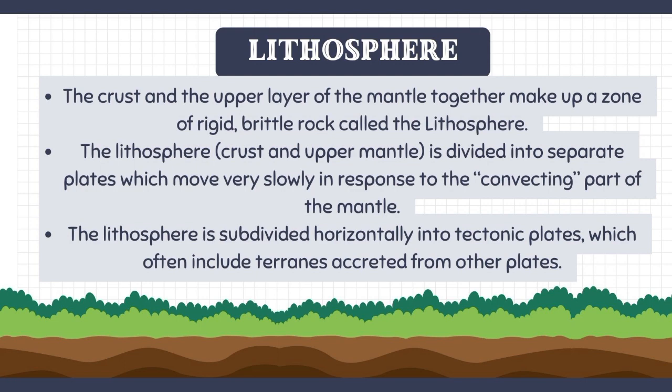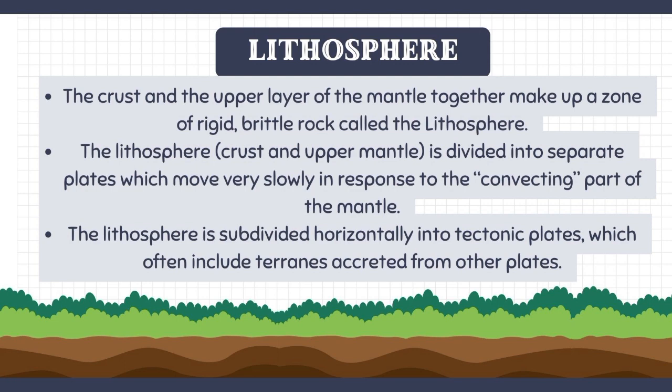So, the name lithosphere comes from the Greek words meaning stone layer. It is the rigid outermost shell of a planet, and it is composed of two layers, the crust and the uppermost mantle. The lithosphere is also divided into separate plates, which move very slowly in response to the convecting part of the mantle. And these plates are the African plate, Antarctic plate, Eurasian plate, Indo-Australian plate, North American plate, Pacific plate, and the South American plate.